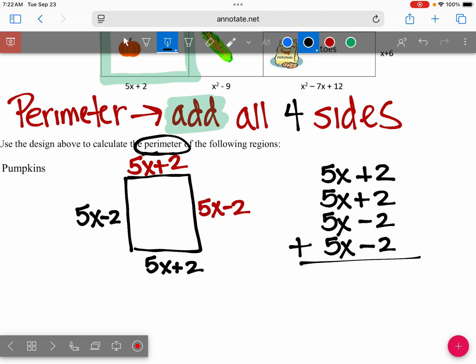Anybody want to share their answer? What did they get? 20x minus 0. Yep. Or you could just say 20x or 20x minus 0. And that is our answer. That is our perimeter. Perimeter equals 20x.